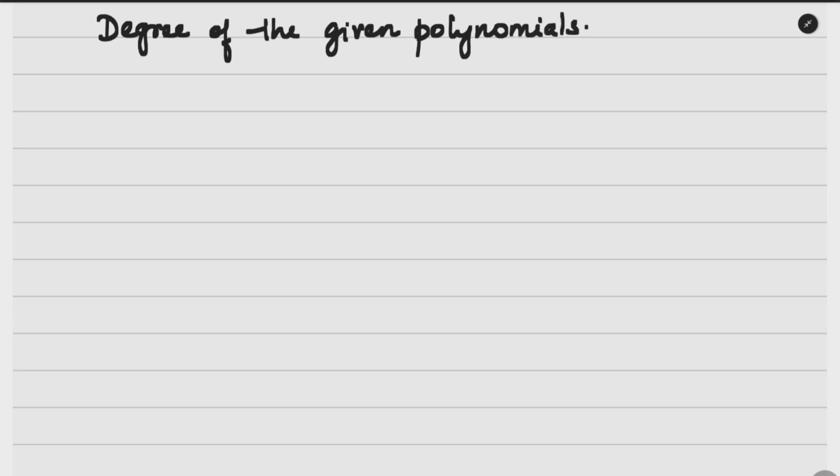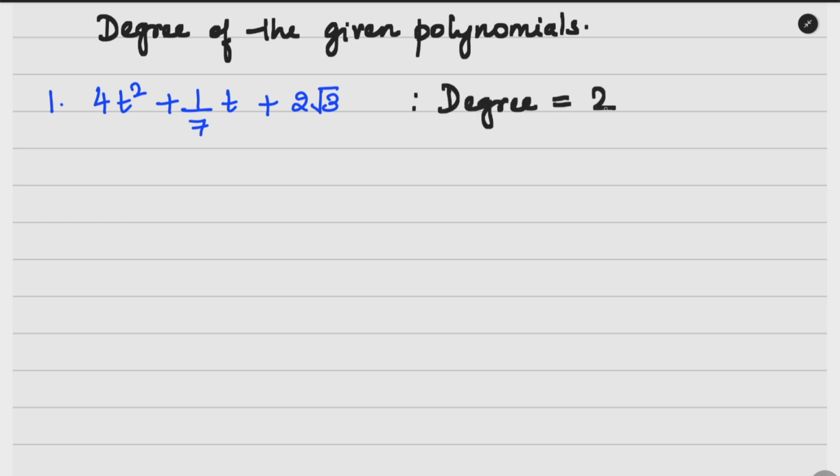Okay. The first one, find the degree. The question is 4t square plus 1 by 7t plus 2 root 3. What is the degree of the polynomial? Look at the powers of the variable. Here the variable power is 1, here it is 2, right? The variable is t, it is p of t here. So what is the highest power? Highest power is 2. So let me write it here. The degree of this polynomial is 2.